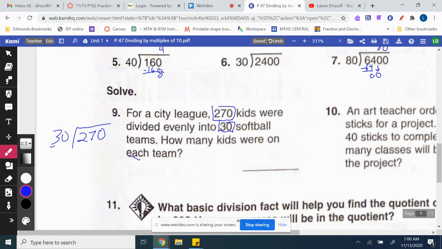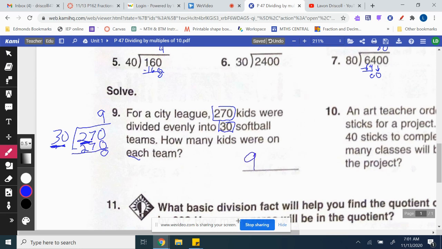Again, if I'm looking at how many times 3 goes into 27, I know that's 9 times, but I really need to look at 30. Well, 30 can't go into 27, but it can go into 270. So 3 goes into 27 9 times. 9 times 0 is 0. 9 times 3 is 27. And so we get 9.